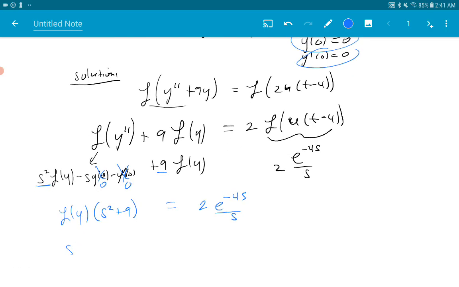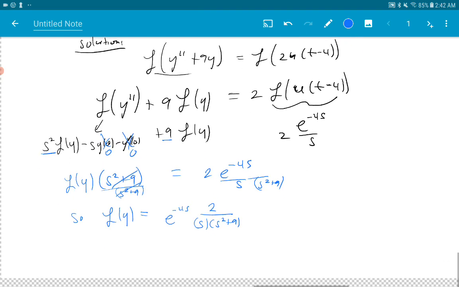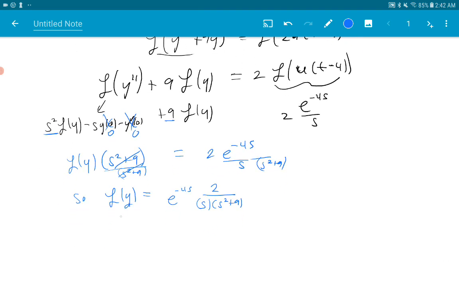Okay, so we solve for L of y, and we get L of y is equal to 2e to the negative 4s. Actually, sorry, let me leave the 2 in the fraction. I'll pull the e to the negative 4s out, and then the fraction will be 2 over s times s squared plus 9, right? Because all I did is divide both sides by s squared plus 9, to kill it off here. Okay, so I've solved for L of y. That's the end of step 2.